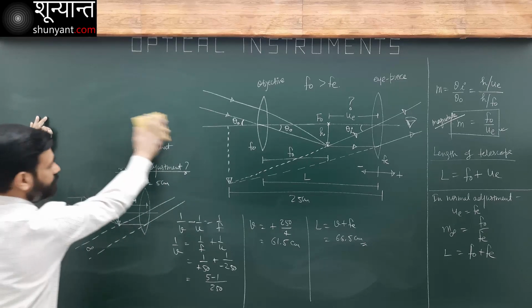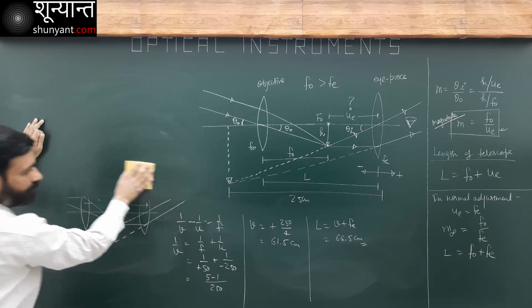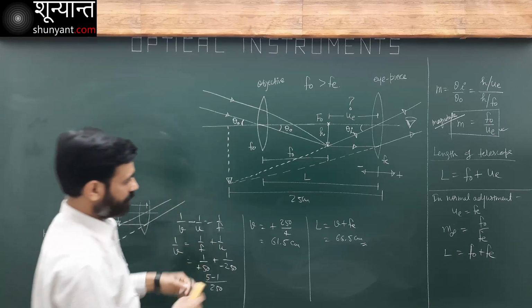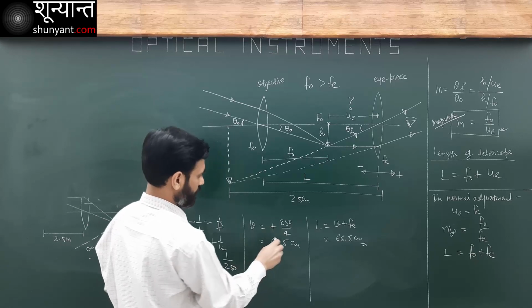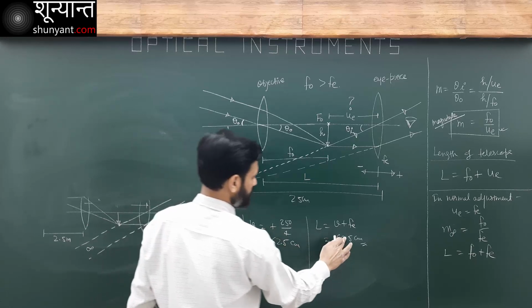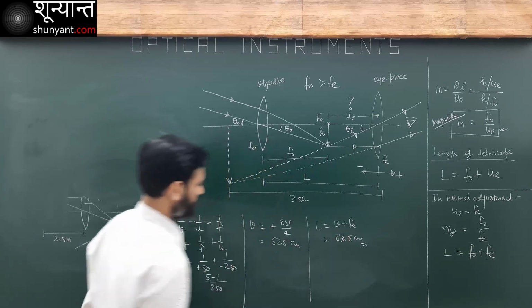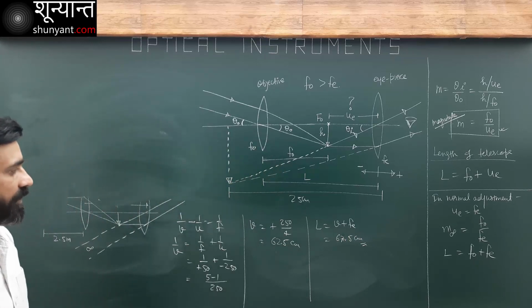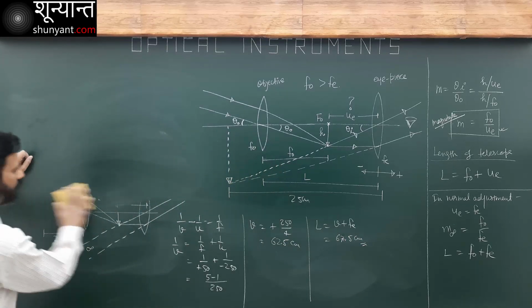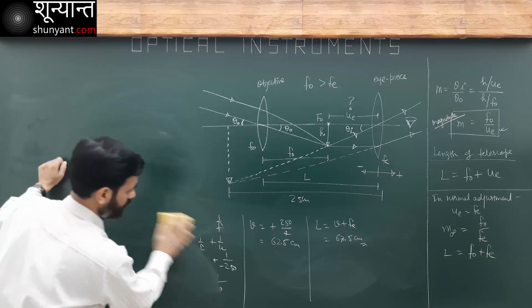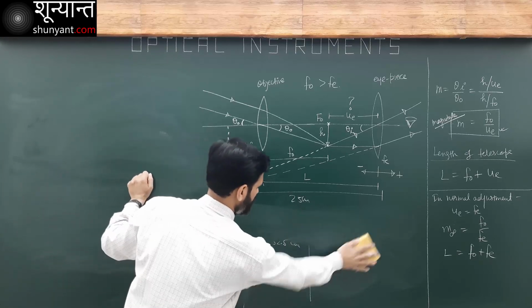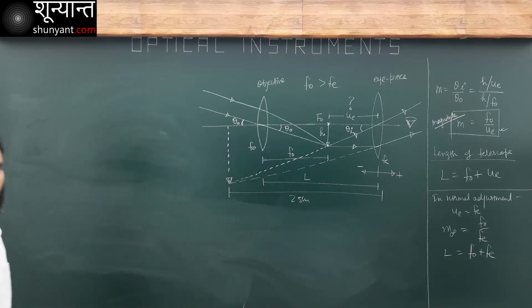I think, is this right? No, it should be 62.5. So 67.5, okay, 0.5 centimeter.